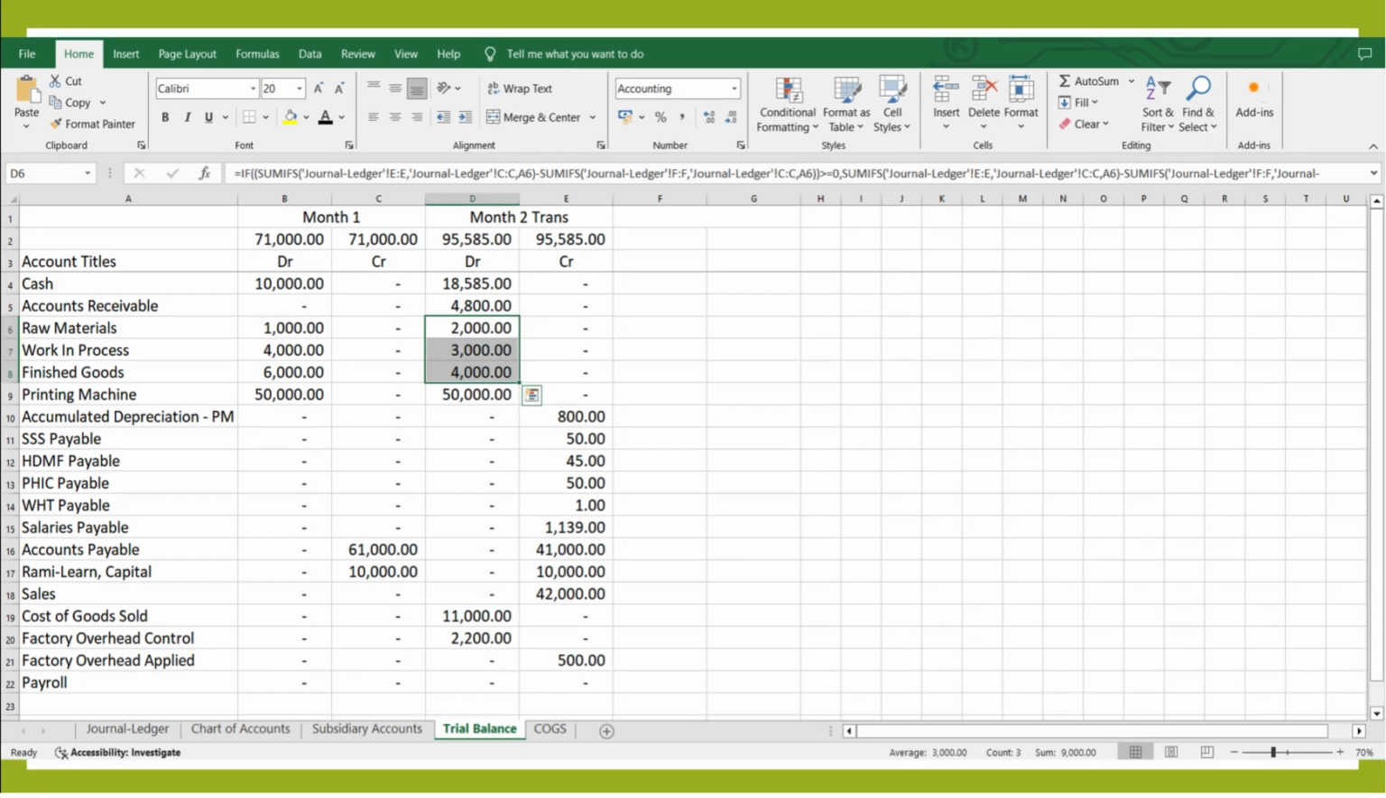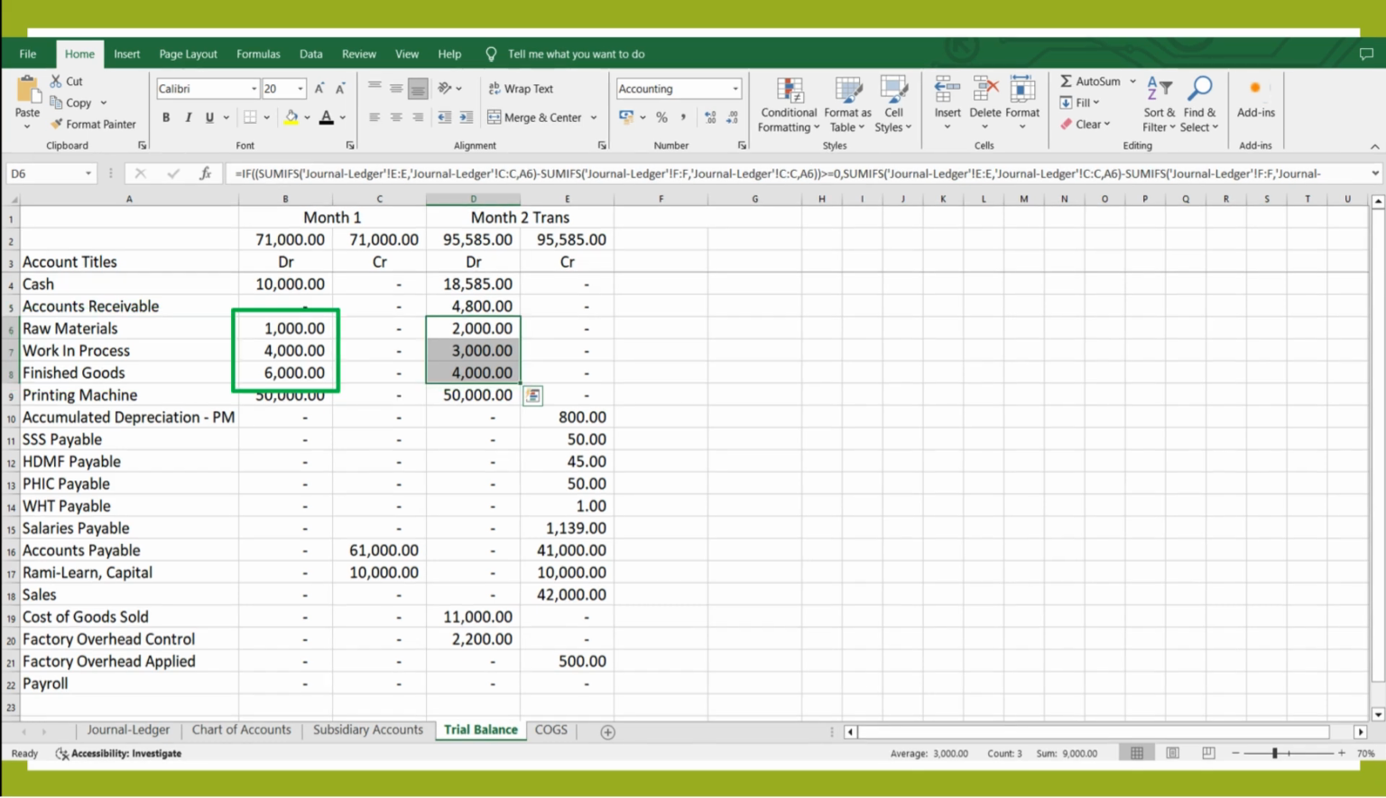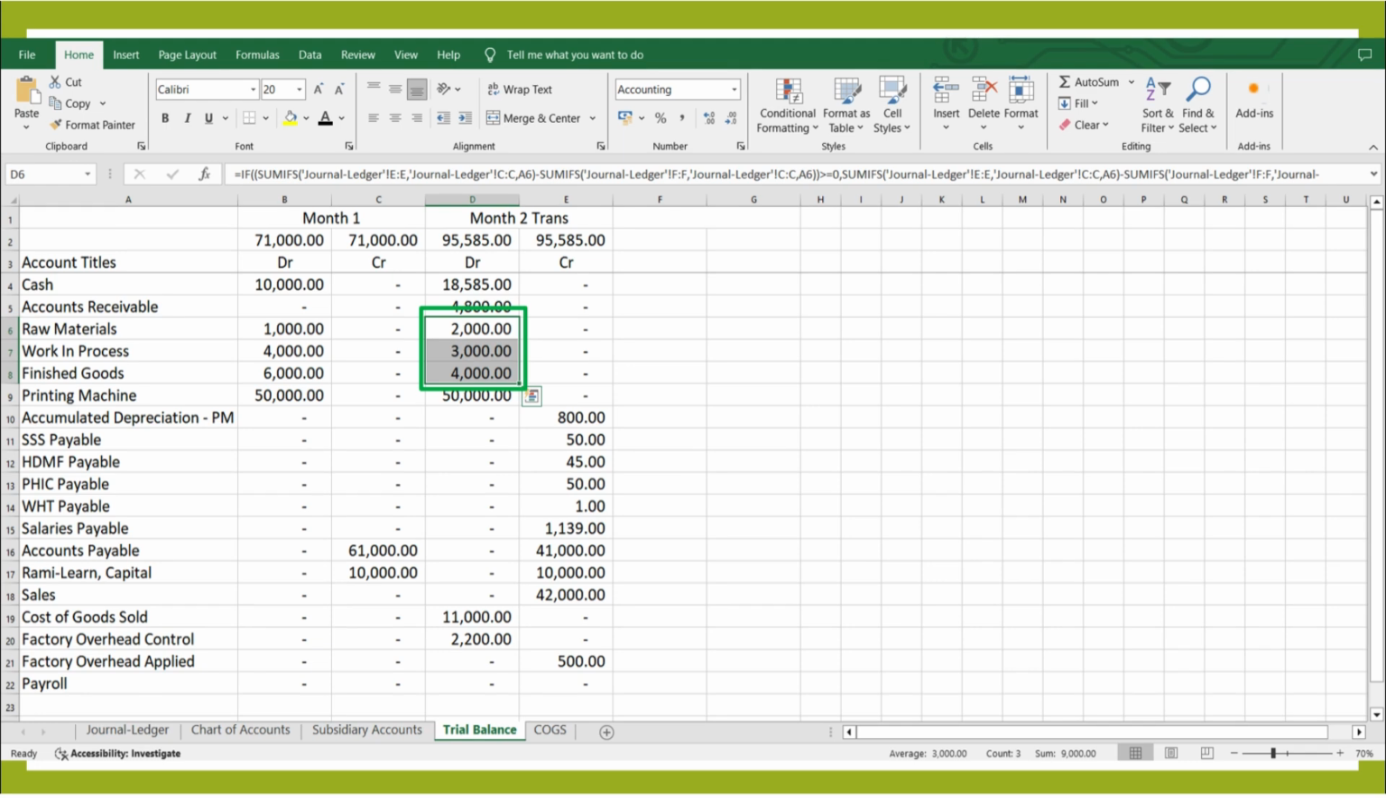Observe the beginning and ending balances of raw materials, work in process, and finished goods. Here are the ending balances for month 1, which serve as the beginning balances for month 2. Since we are preparing for month 2, these figures represent our beginning balances. What will our ending balances be for month 2? These are the ending balances for month 2.